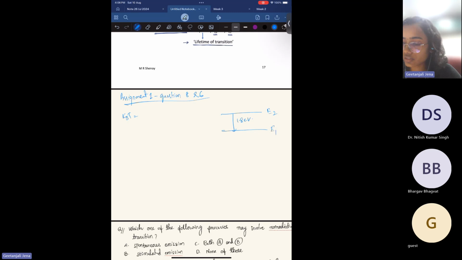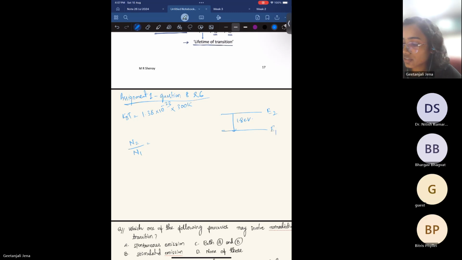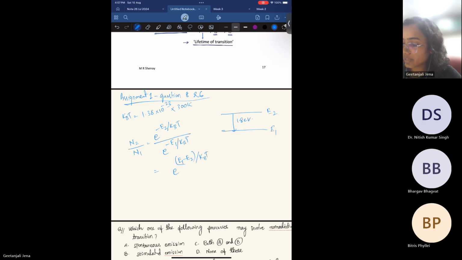In thermal equilibrium, the energy must be KBT. So KB value can take 1.38 times 10 to the minus 23, and T is 300 Kelvin. Then the ratio of number of atoms in the excited state to the ground state: N2 by N1 is directly proportional to e to the minus E2 by KBT, and this one is E2 minus E1 by KBT. So that means this is e to the power E1 minus E2 divided by KBT, right?